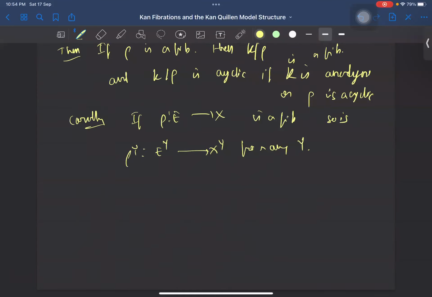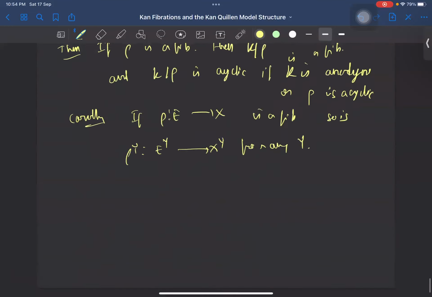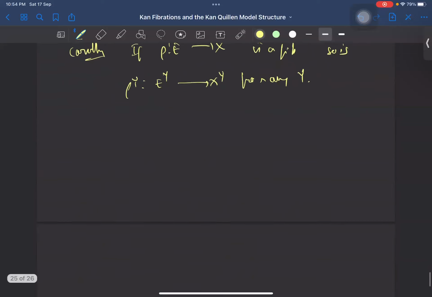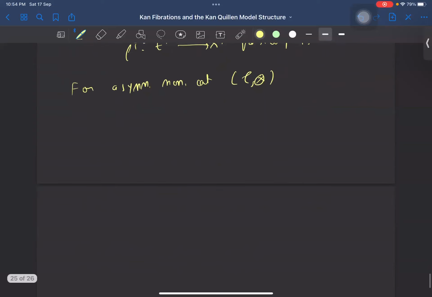Here's a quick observation, for a symmetric monoidal category. Maybe I'll talk about this if I have time. It will take a lot of time to get into, and I'm already out of time.